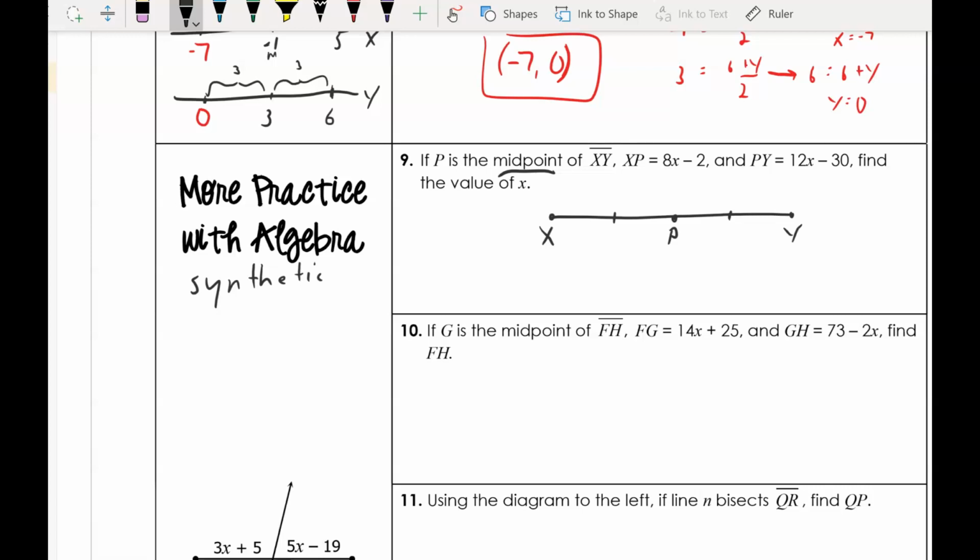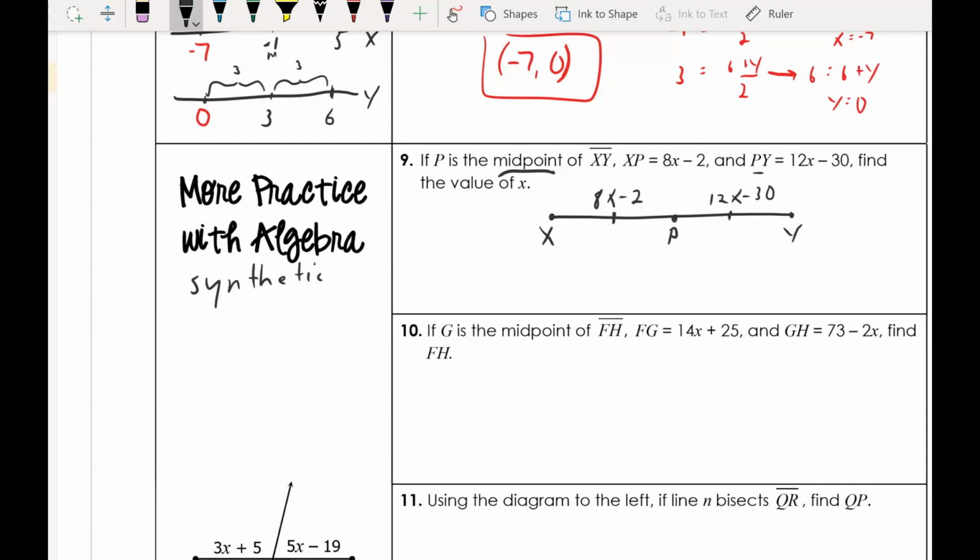Now I'm going to label what's given to me onto the diagram. We're going to be doing a lot of this as we move forward with segments and with angles. Labeling diagrams, very important. For these problems, it might seem very easy, but if you get in the habit, it's going to help you in the long run. So XP, the length of XP, is 8x minus 2. And PY, which is this one, the length of PY, is 12x minus 30. We're looking for the value of x.